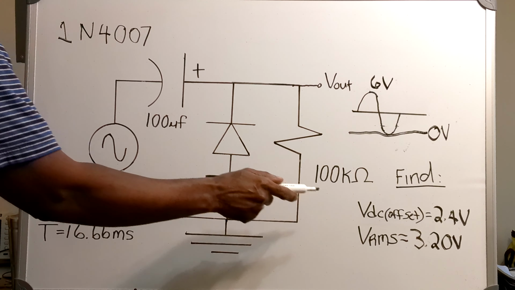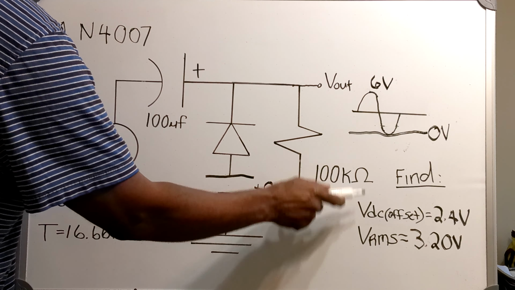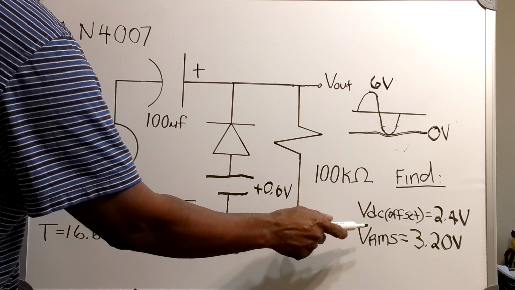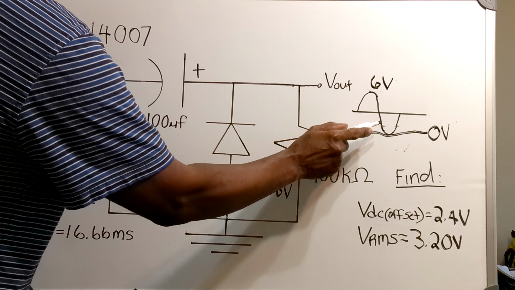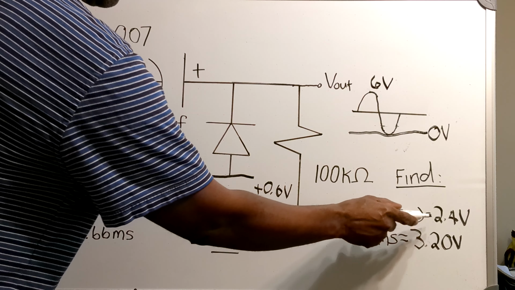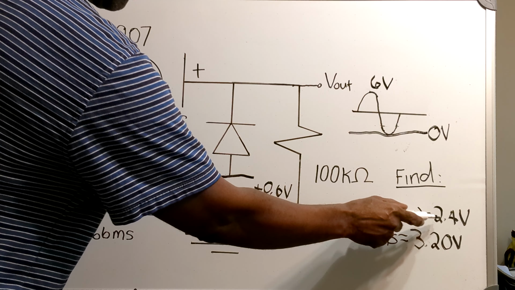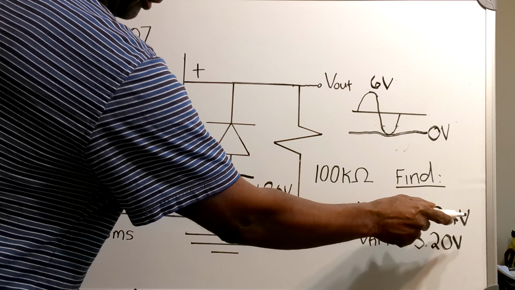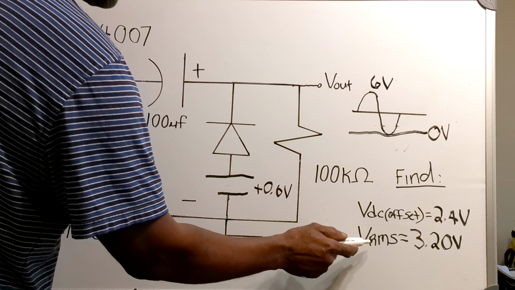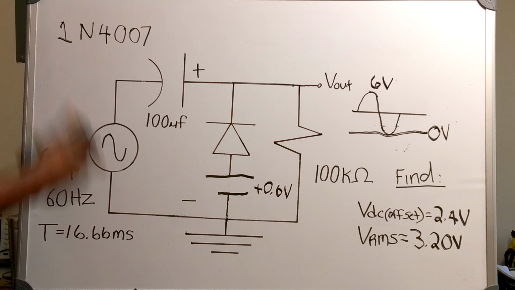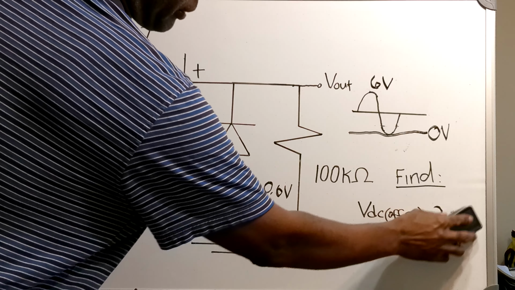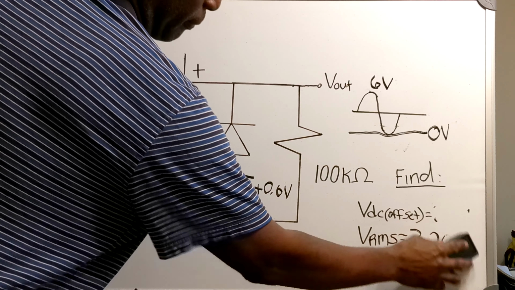Now what I'm going to do is reevaluate the circuit. Before I made the correction, I had a DC offset of 2.4 volts and a volts RMS of 3.2 volts. But now that's going to change.